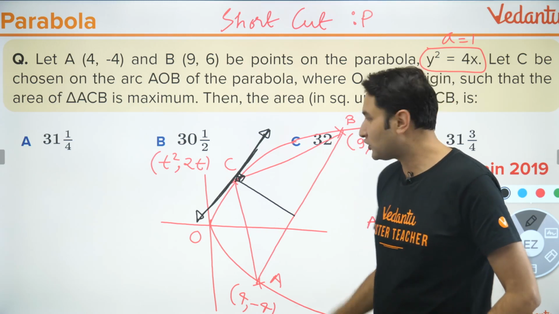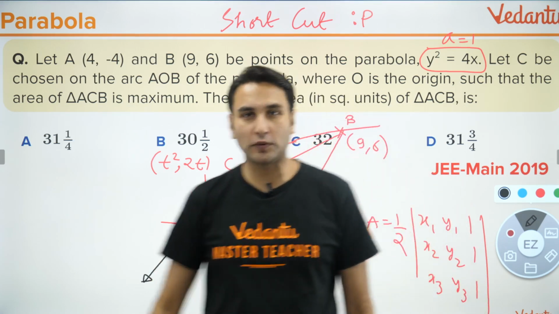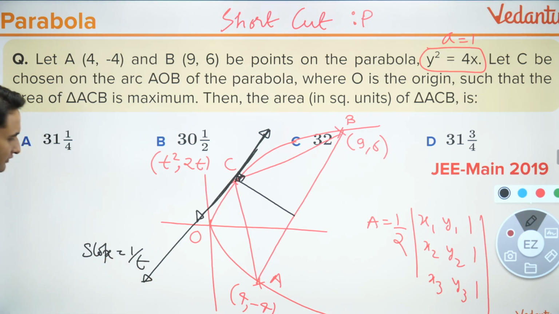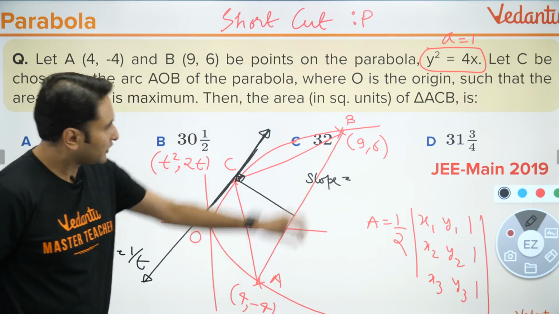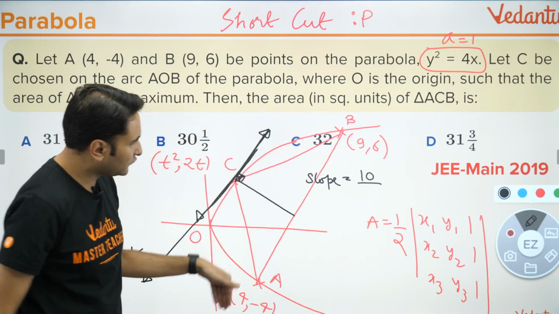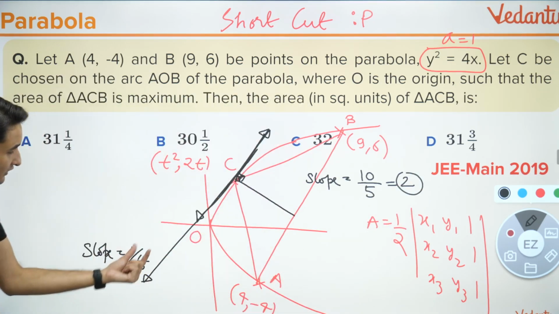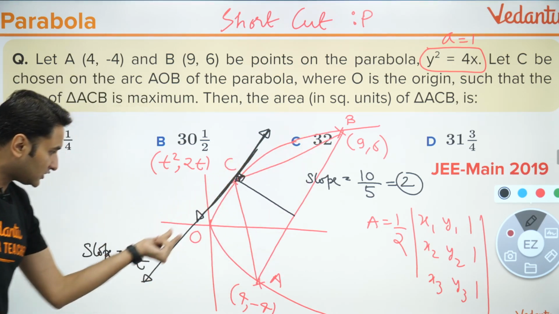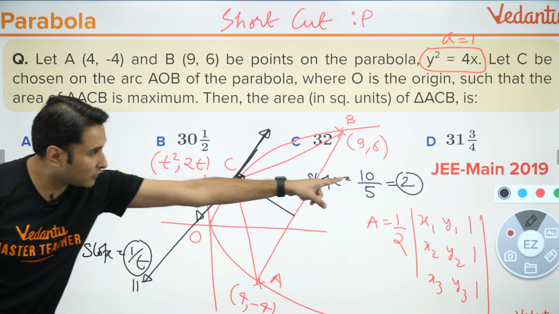Now, that becomes very simple. I know the tangent, I know the slope. What is the slope of the tangent? 1/t. What is the slope of this line? 6 minus 4, that is 2, upon 9 minus 4, that is 5... the slope of AB is 2, and for C to be farthest away from AB, the slope of the tangent at C, which is 1/t, should be equal to 2.